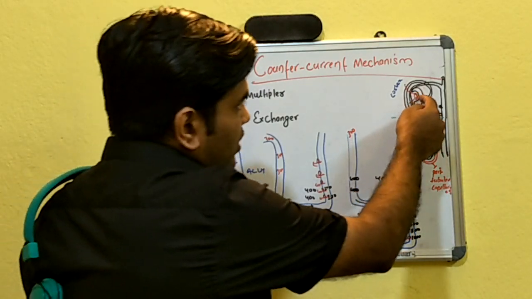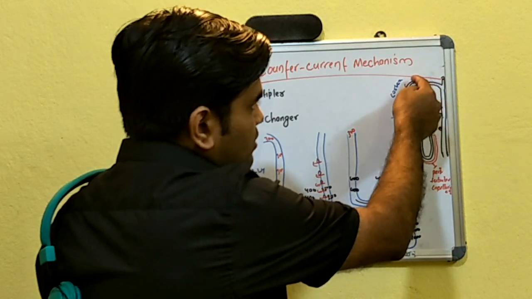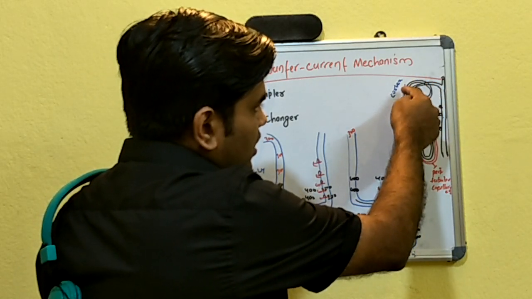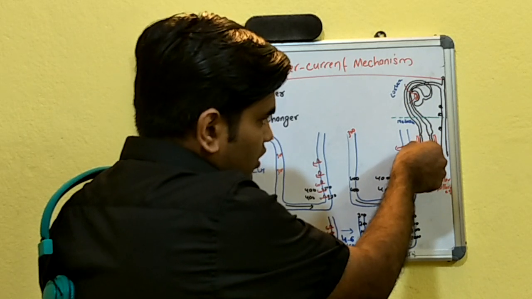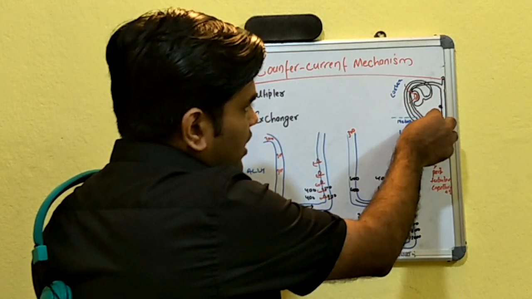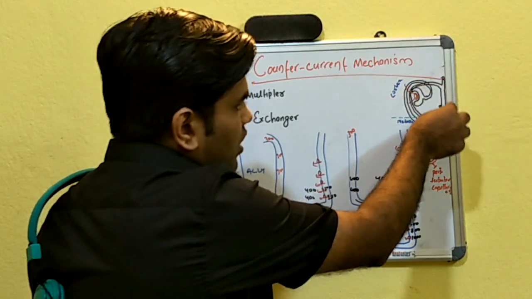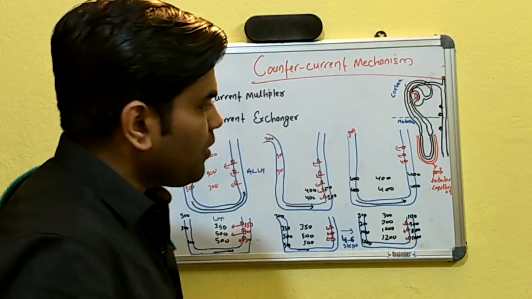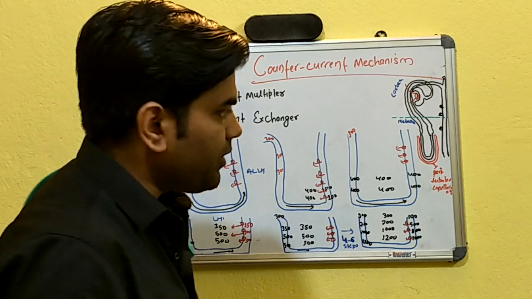So the 125 ml of GFR comes to the PCT, then the descending loop of Henle, then the loop of Henle, the ascending loop of Henle, the thick ascending loop of Henle, the distal convoluted tubule, collecting tubules and collecting ducts. That is the part of your renal tubules. You know that already. Okay.